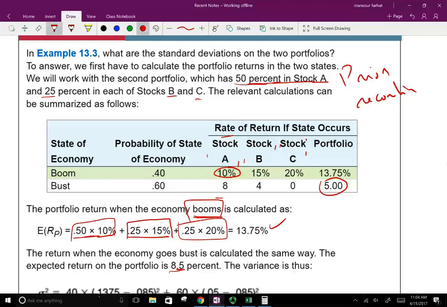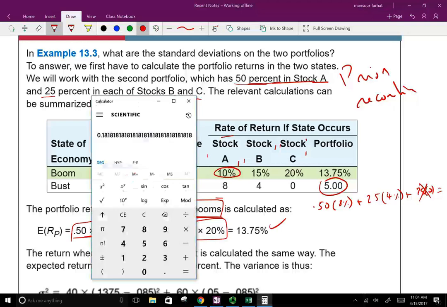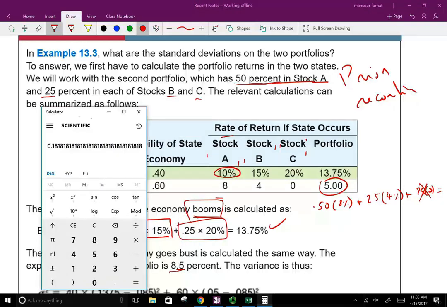Well, the bust is, we'll take 50% of the money, and under a bust scenario, we're going to earn 8%, plus 25% of the money invested in stock B, that's going to earn 4%, and obviously stock C, 25% of the money invested times 0%, which is really 0. So just make sure you know how to compute the 5%, the expected return under the bust.